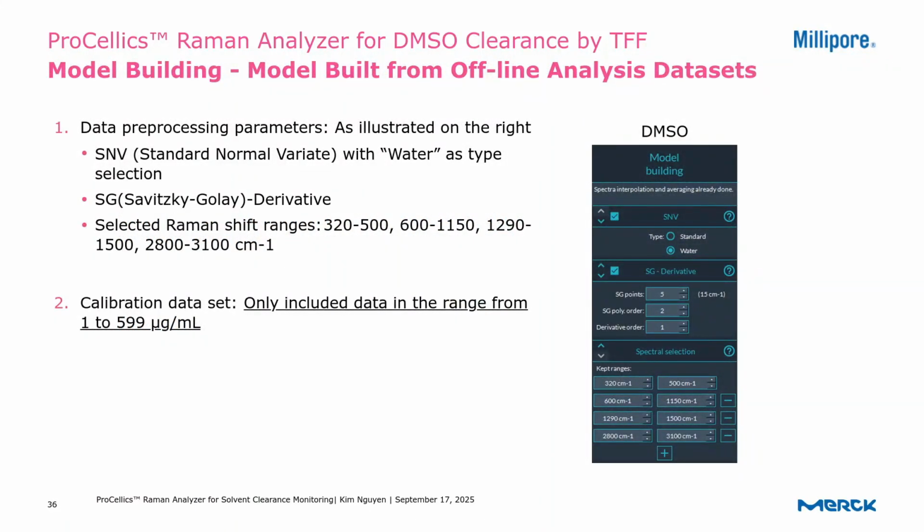For this application, we want to monitor DMSO concentration at low concentration. So what we did was we went back and did the data pre-processing. We kept the standard normal variate, SG derivative, and selected wavelength ranges the same. But to build this new low concentration model, we only included data sets at the low concentration range from 1 to 599 microgram per mL.